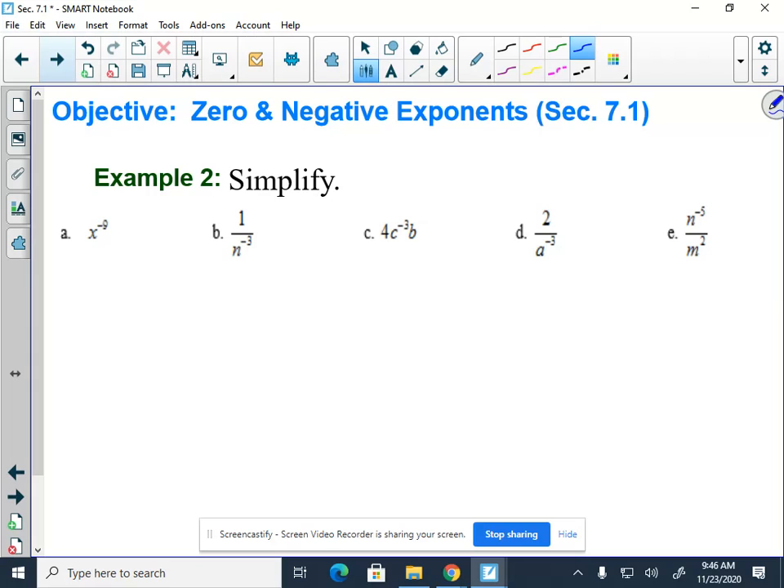Now it says simplify, so take a moment to change these around. See if you can do these 5. I'm going to give about a minute here. Everybody try it.